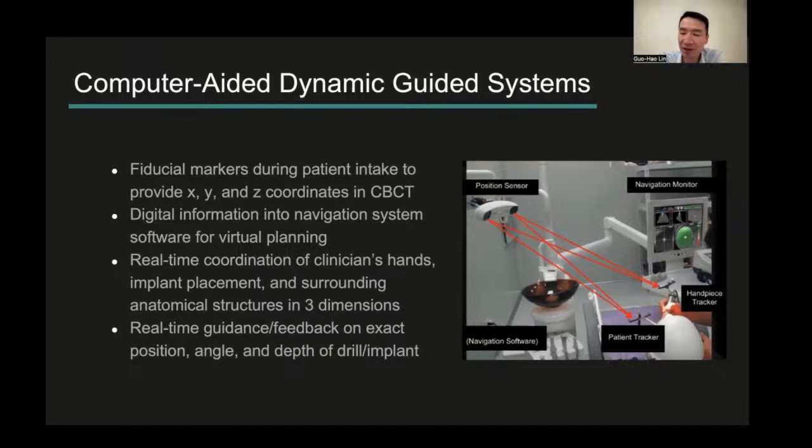So with the example right here, we could see that a position sensor is just right above the cubicle. And this sensor would monitor and track the patient's jawbone as well as the handpiece location. And the surgeon could see this feedback immediately from the navigation monitor and place the implant through the monitor's feedback.